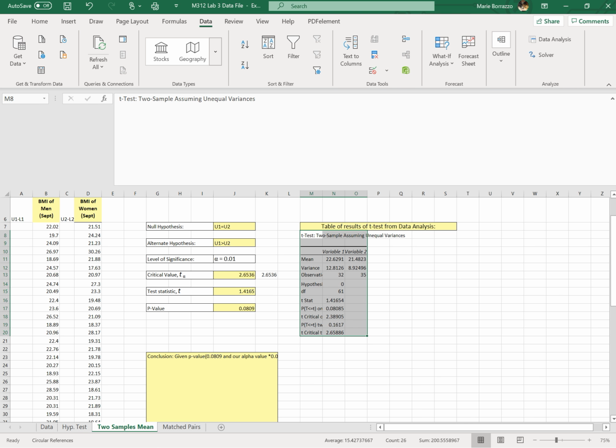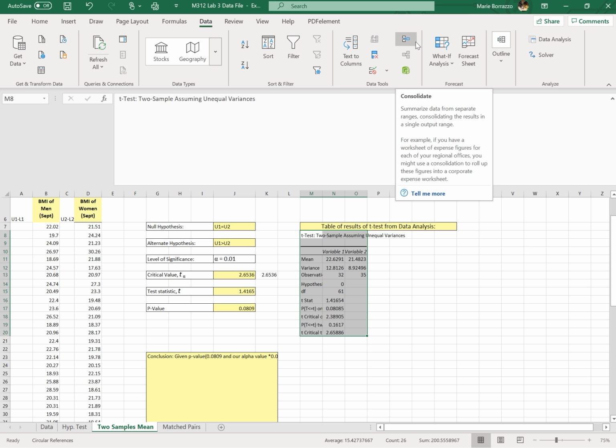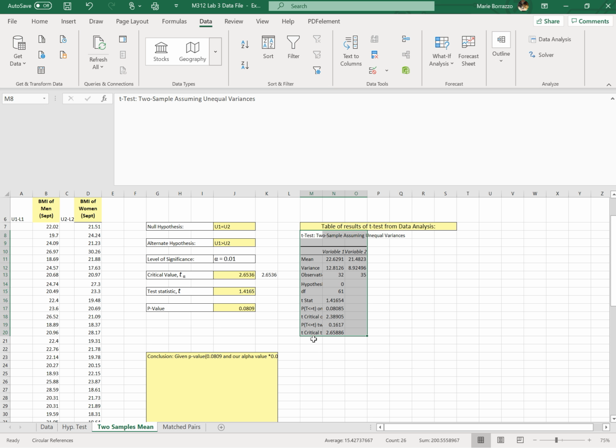So according to this, this is what we're getting. It did give me a slightly different... No, it didn't, actually. Look at here carefully. The critical T-value is 2.6586. That's what we have here. So this matches. Our test statistic, 1.4165, matches what we obtained. And this being 0.08, so yes, everything sticks.